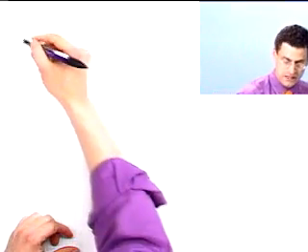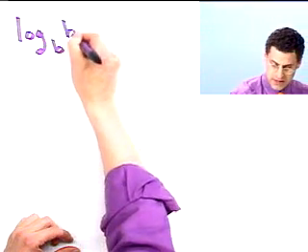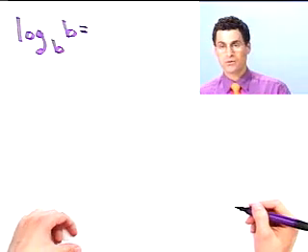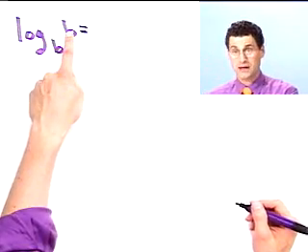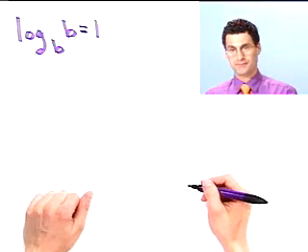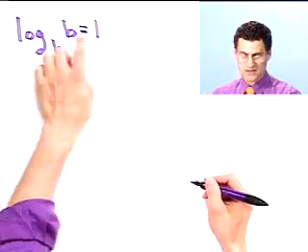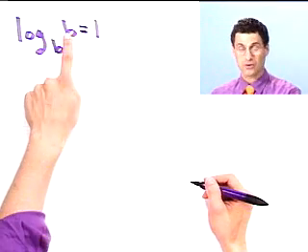First of all, let's start off with some really, really basic ones. Log base b of b. What would that equal? Well, that's the exponent that I have to raise b to in order to make it equal b. Well, that exponent is 1. So log base b of b is always 1. Always 1. Why? Because log is the exponent. 1 is the exponent I have to raise b to in order to get b.